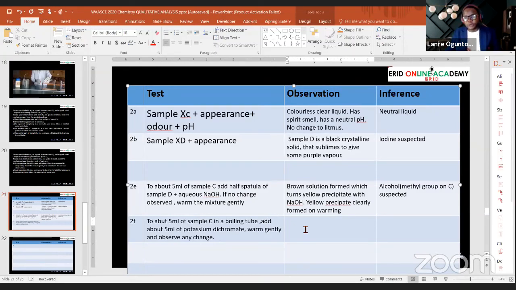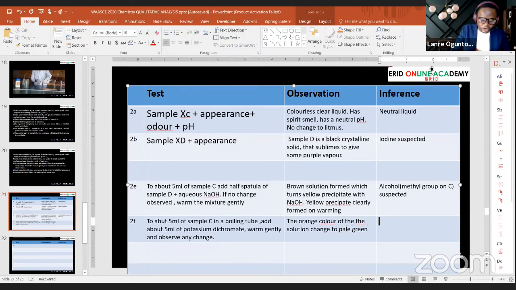Sample C is an alcohol, and I'll show you in the video of the oxidation. When you add it to potassium dichromate, what will you get? The orange color of the solution changes to what? To pale green, or green if you like, to pale green on what? On warming.